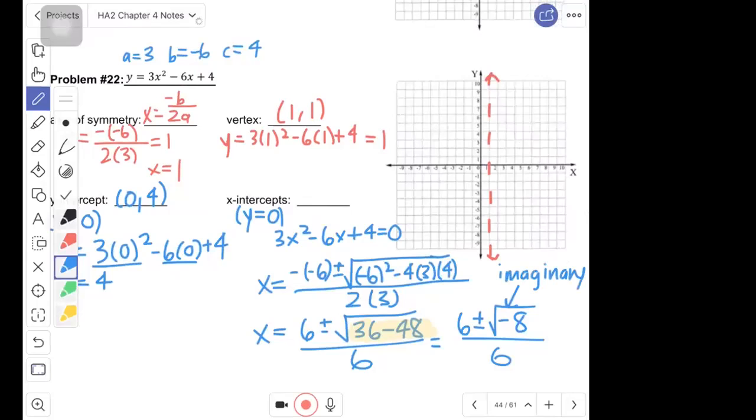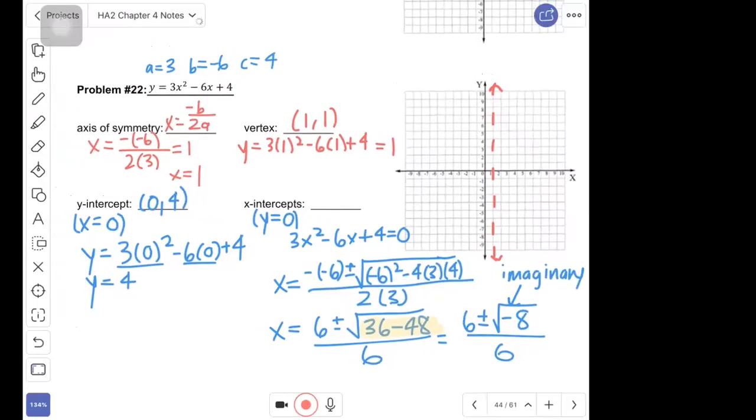When we get an imaginary number under that square root, it doesn't exist on a graph like this. Therefore, we have no x-intercepts. There will be none. When we're graphing, we're dealing with all real numbers. We can't just throw an imaginary number in there for graphing. Questions on how I got none for the x-intercepts?